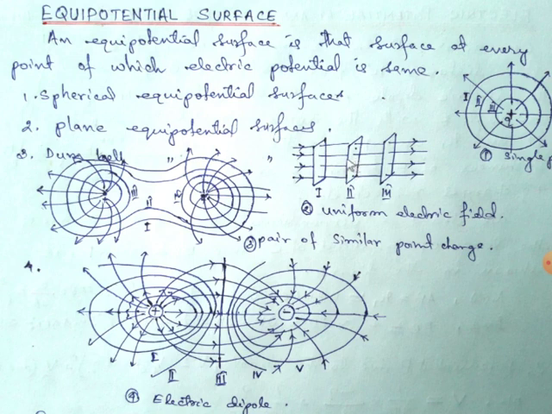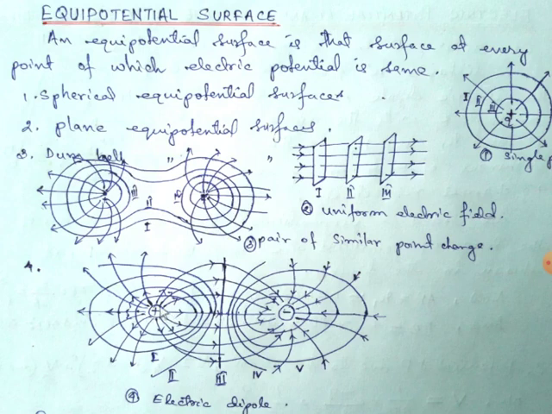Got it? Yes, this is of a dumbbell shape. Equipotential surface is of a dumbbell shape if the point charges are of similar nature, plus plus or minus minus, like that. It will be of this shape. On this surface, electric potential due to these two charges will have the same value on a particular equipotential surface. Got it? In the case of similar point charges.